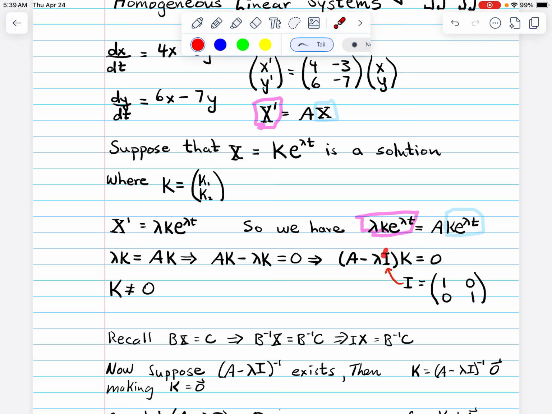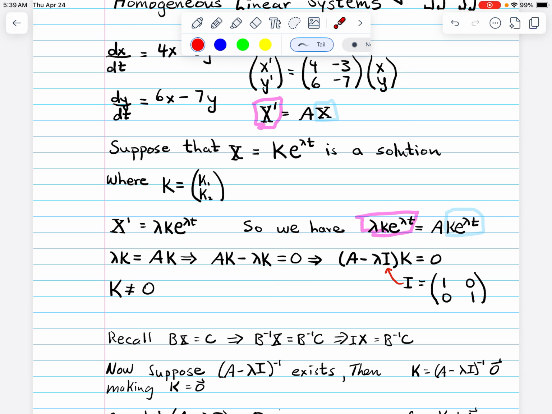Now, notice I put the I in there because lambda is just a number. If I didn't put the I in there, it would be this matrix minus a number. Well, the matrix A, if it's a 2 by 2, I need to subtract off a 2 by 2 matrix. I don't just subtract off a number. So what I do is I put the identity matrix in. So I factored out the K, and now I've got this on the inside.